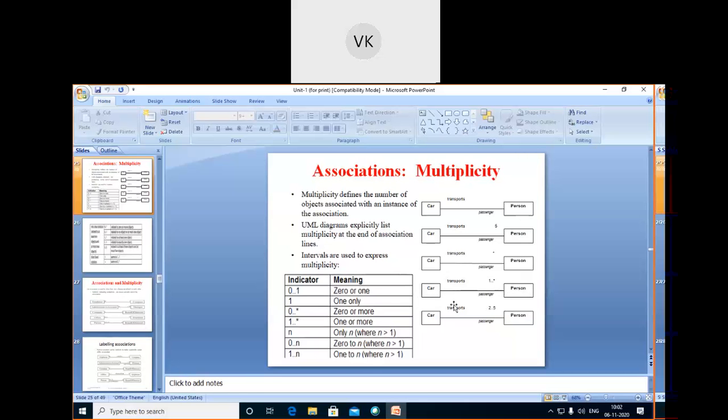Yes or no? Like this we are going to have the relation. Here you see car and 2 to 5. The meaning is that in the car, minimum 2 persons and maximum 5 persons can sit. In the car, at least 2 persons or at most 5 persons can sit, according to this diagram.